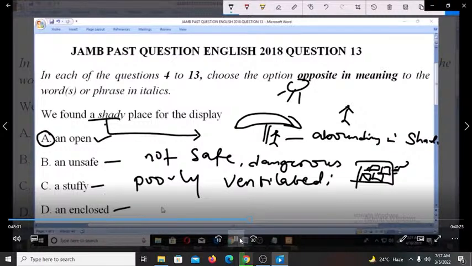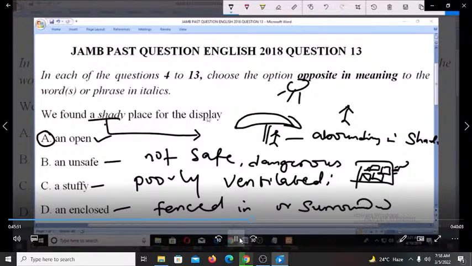Now, lastly, we have what we call enclosed. Enclosed means something that is closed, something that is fenced. You have a fence, something that is fenced in, or something that is surrounded. So that is what we call enclosed.